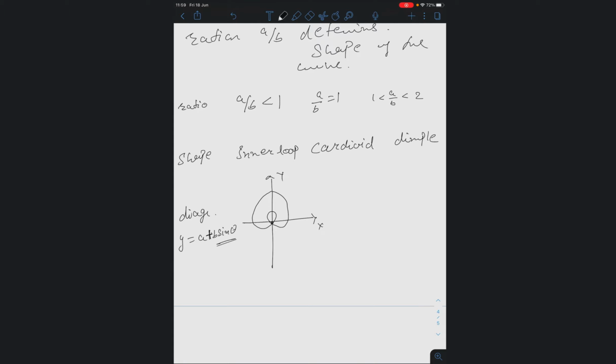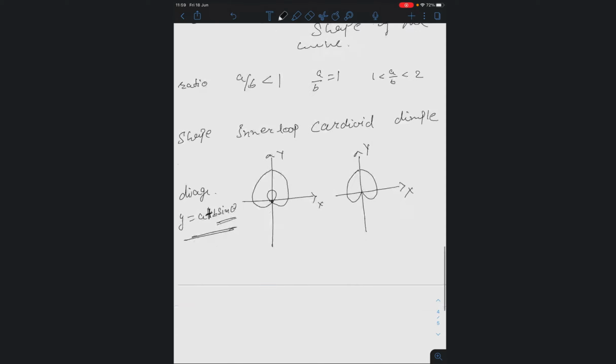Yes, ma'am. Now again, if a by b value is 1, I said I'll get a cardioid. Cardioid, we have drawn, I think we have taken the examples while solving the problems in terms of cos. So in terms of cos means you will get it on x-axis. But here I have considered this example, that is a plus b sine theta. So I will have a cardioid something like this. Understood? So major portion on y-axis because of sine function, and because of plus in between a and b, you got it on positive y-axis. Got it?